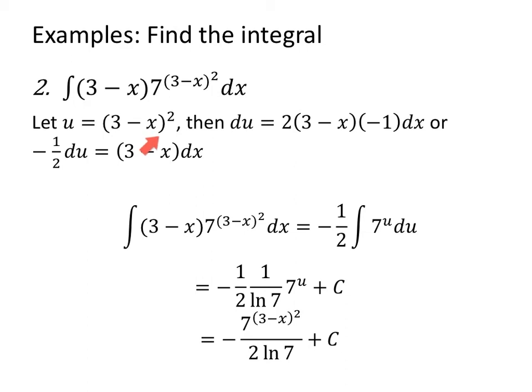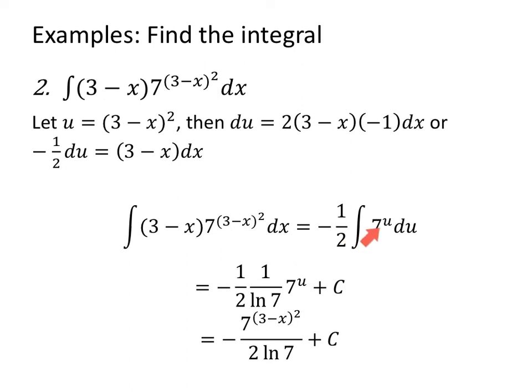Let's let u be (3 minus x) all squared. Then the derivative is 2 times (3 minus x) times negative 1 dx. And I could take that negative 1 and the 2, which we clearly don't have in our original integral, and move them to the other side appropriately. Negative 1/2 du is (3 minus x) dx. So we have the 3 minus x and the dx taken up by negative 1/2 and du.